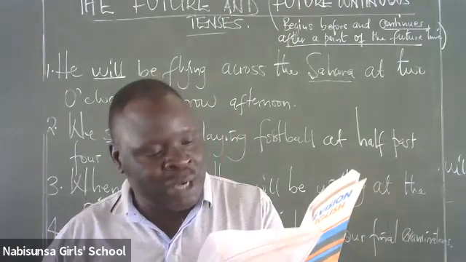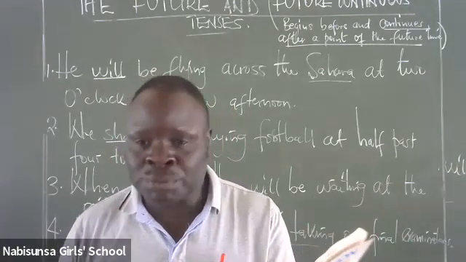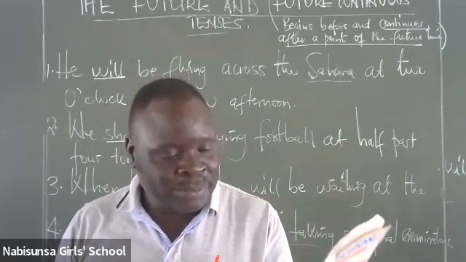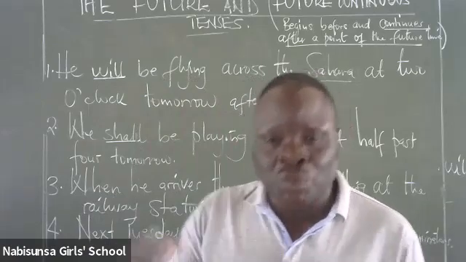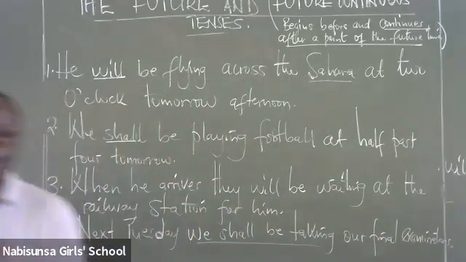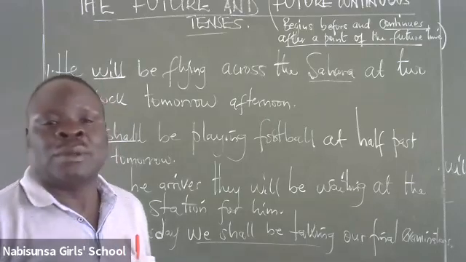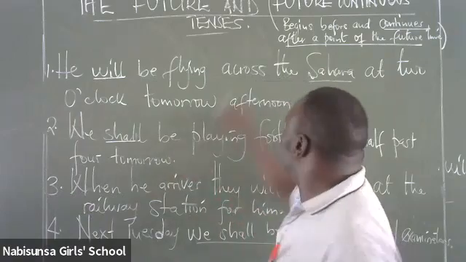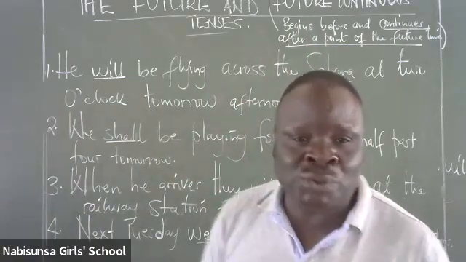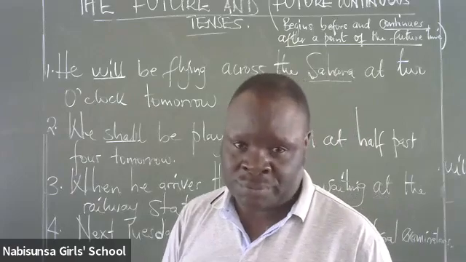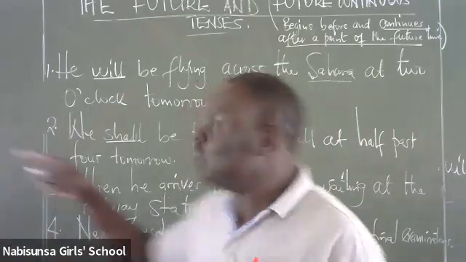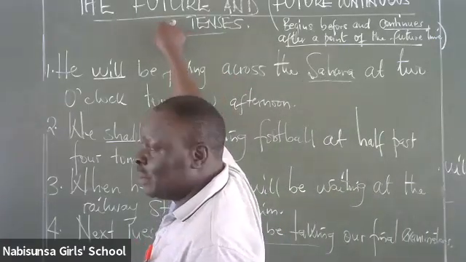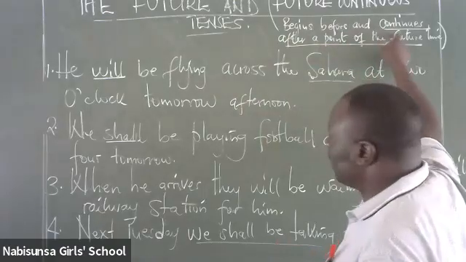Now, we shall be playing football. We shall be playing football. It is the same tomorrow at 4. So it will begin at 4 and continue. This is what we have. But now in this future continuous, we are going back to our rule. The other one was about the future alone. Now we are looking at the future continuous.